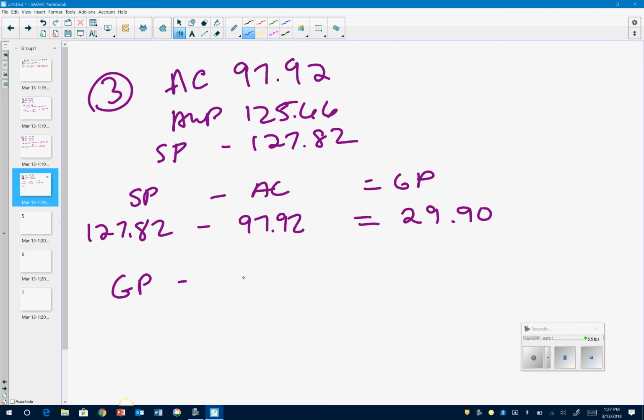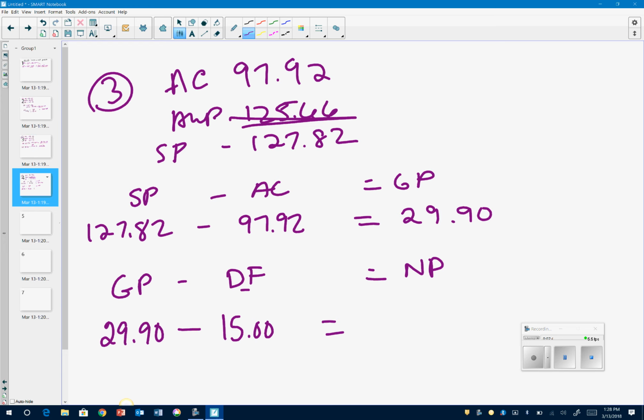Next, you're going to take your gross profit minus your dispensing fee in order to get your net profit. Okay, so your gross profit, of course, is $29.90 minus your dispensing fee. You go by the AWP. It's over $50, so it's $15. Subtract those, and you get $14.90 for the net profit.